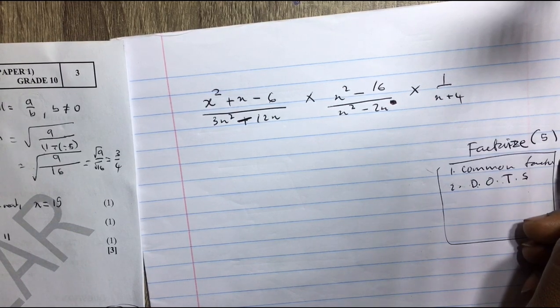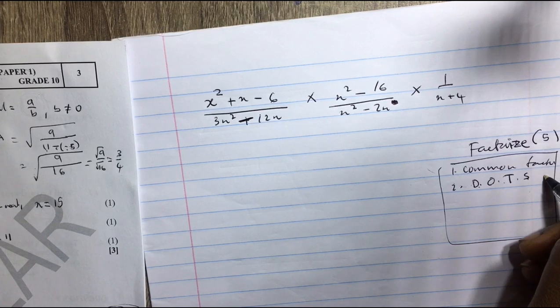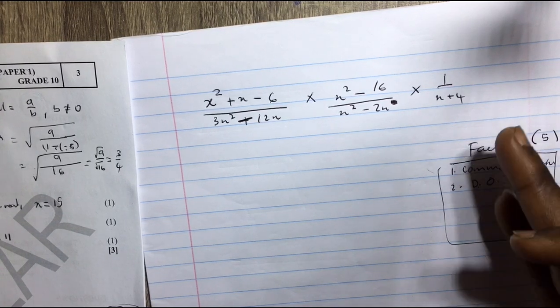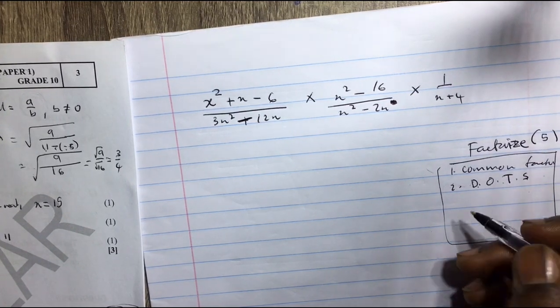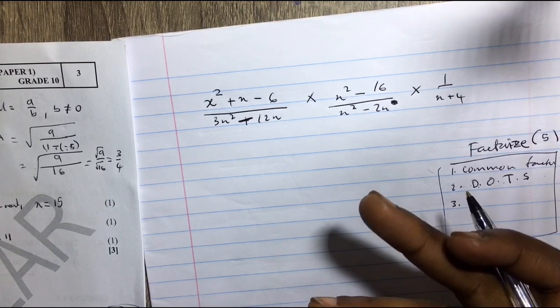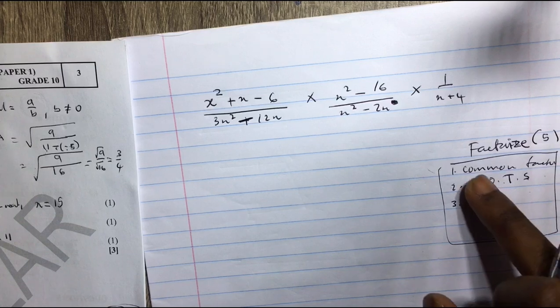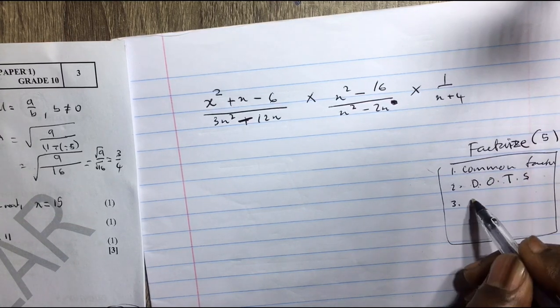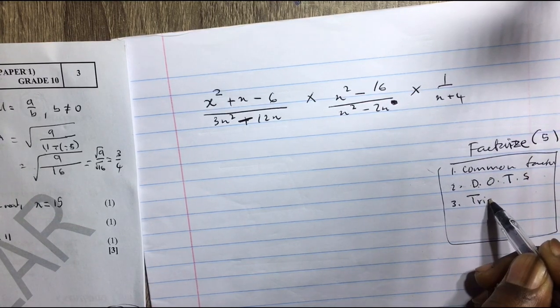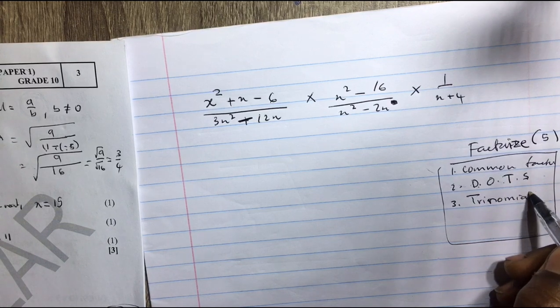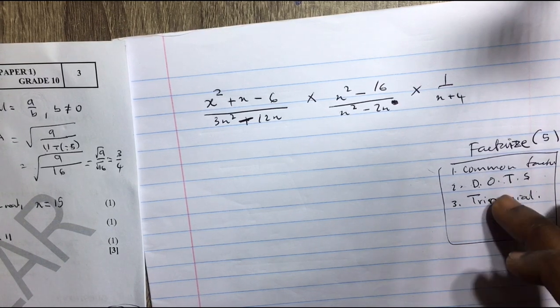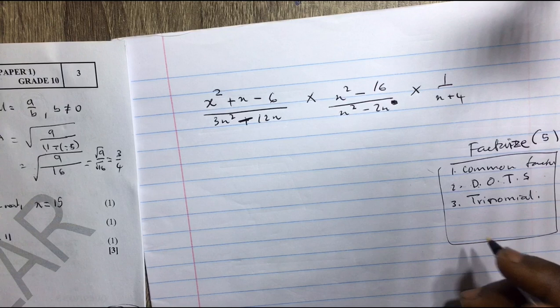If you don't find a common factor, you check: is it a difference of 2 squares? The number must be a perfect square, meaning you should be able to find the square root of that number for it to be a difference of 2 squares. If it's not a difference of 2 squares, it's a trinomial. How do we recognize the trinomial? When there are 3 terms mostly.